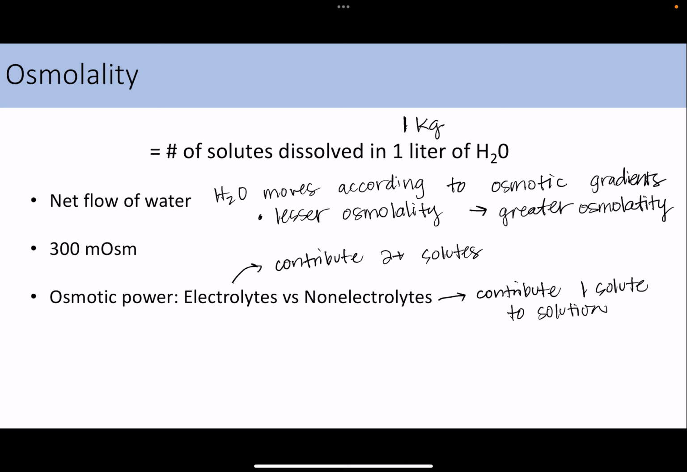So which of these would have a greater ability to cause fluid shifts, electrolytes or non-electrolytes? Electrolytes, right? You can have more solutes on the side that has more electrolytes because they split. Which is why you drink Gatorade if you want to get hydrated. You get more electrolytes in your body, and water is going to want to follow wherever those electrolytes go.